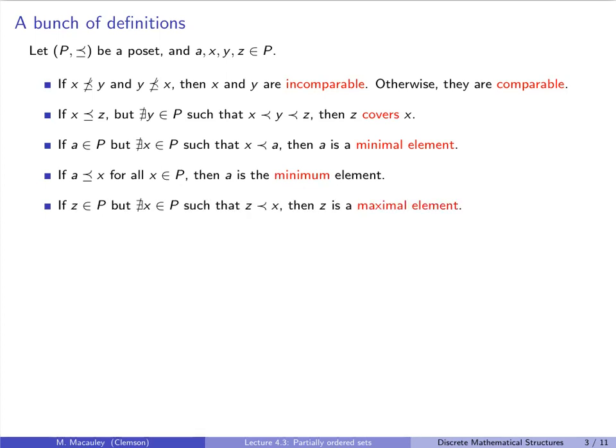If Z is in P, but there is not an X in P that is strictly bigger than Z, then we say Z is a maximal element. And of course, what's coming next is the definition of a maximum element, which intuitively is an element which is bigger than everything. So if x is less than or equal to z for all x in P, then we say z is the maximum element.